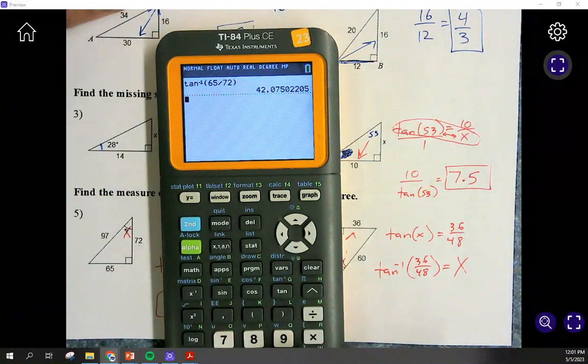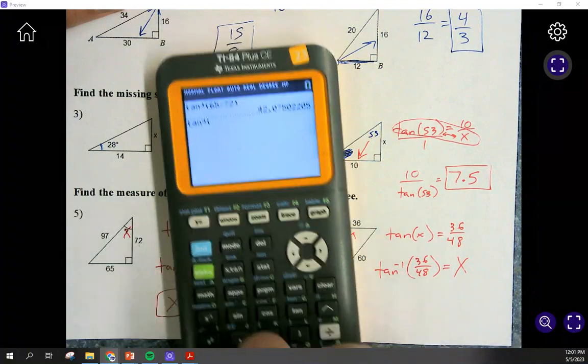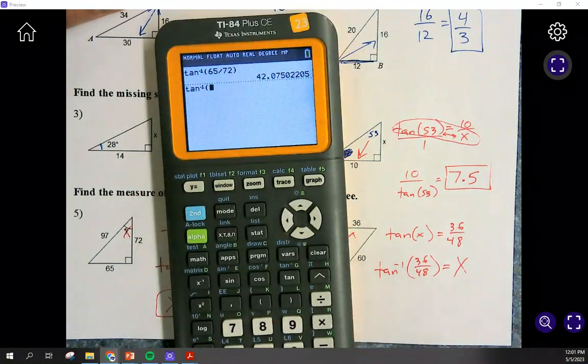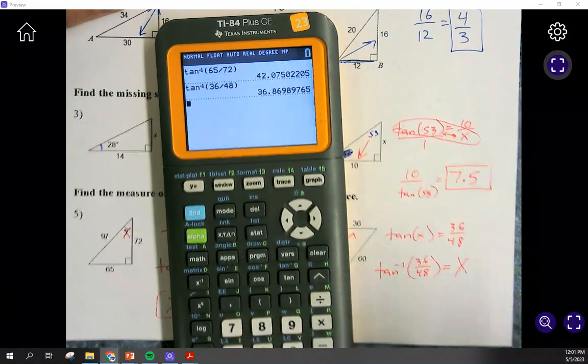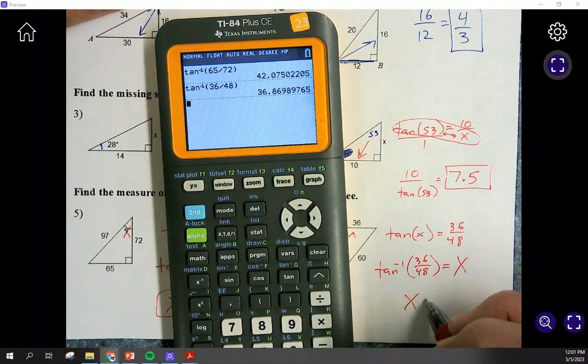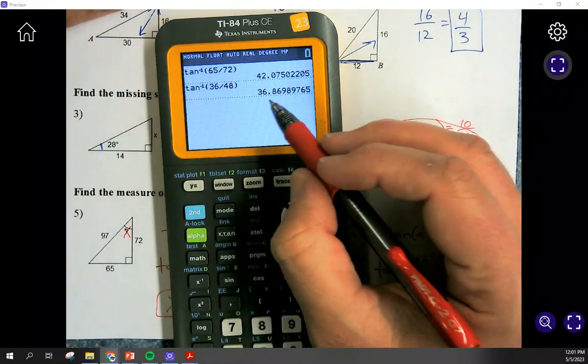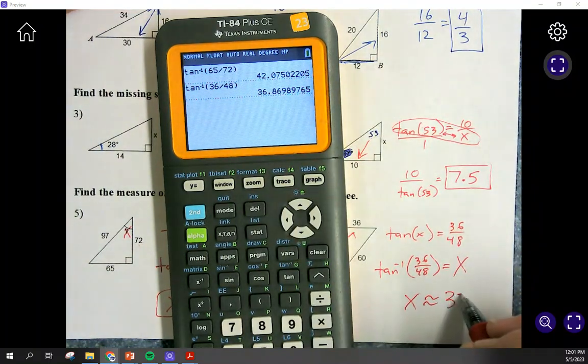Calculator handles the rest. So I hit second tangent to bring up the inverse function. 36 divided by 48. Hit enter. X is approximately, now the 0.8 will round this up, so 37 degrees.